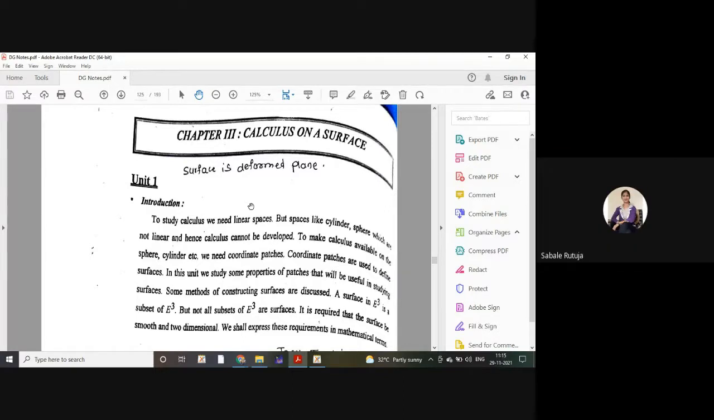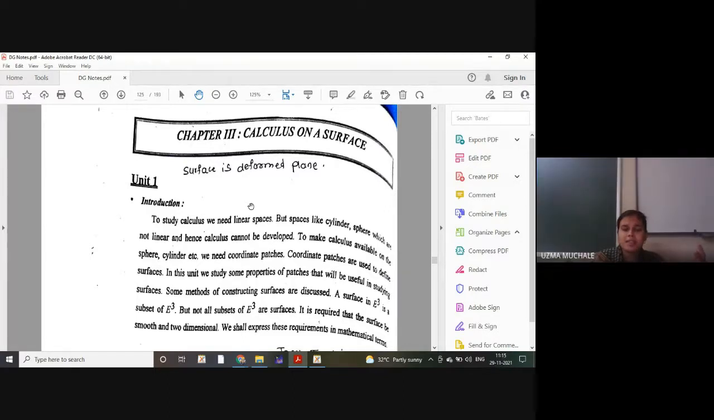No, ma'am. It is simply that we are imagining the surface to be anything in a 3D space. Okay, but now in this differential geometry paper, we are going to define a surface. Given that some methods of constructing surfaces are discussed in this, a surface in E3 is a subset of E3, but not all the subsets of E3 are surfaces.